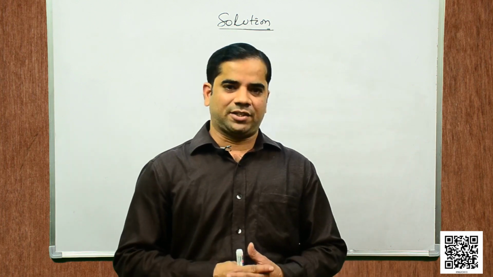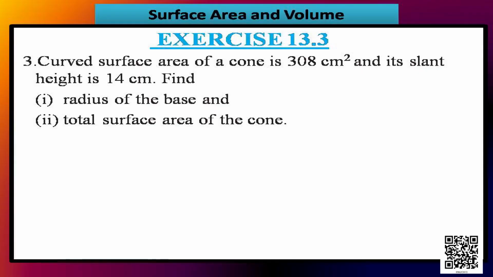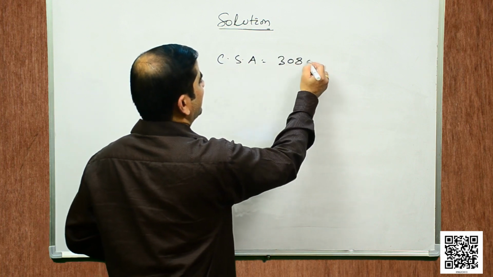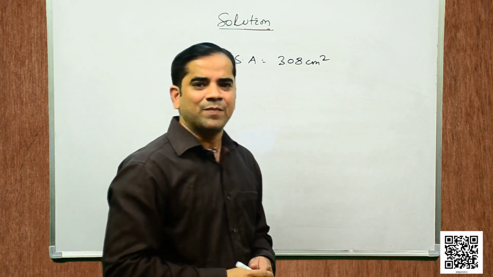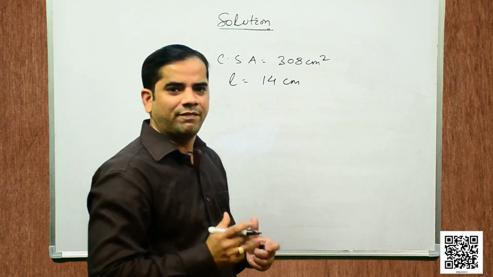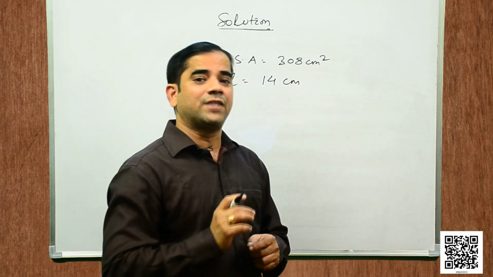Students, let us now discuss question number 3. It says the curved surface area of a cone is 308 centimeter square and its slant height is 14 centimeter. Find the radius of the base and the total surface area of the cone. So, let us solve the question. The given data is: curved surface area is 308 centimeter square and slant height, that is L, is equal to 14 centimeter. Find the radius of the base.